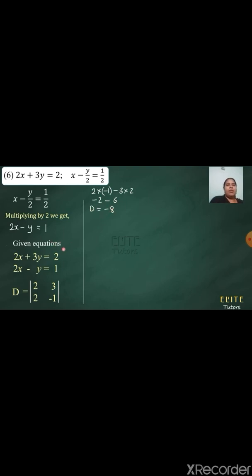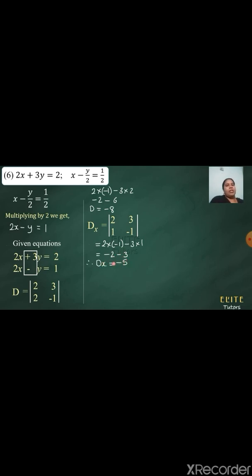Similarly, we will find out dx and dy. Let us start with dx. As you know, for dx, the x place should be occupied by the constants, that is 2 and 1. Whereas the y place will be the coefficient of y, that is 3 and minus 1. Similarly, find out dx now. 2 into minus 1, put it in a bracket properly, minus 3 into 1. 2 into minus 1 is minus 2, minus 3, which is nothing but minus 5. Therefore, dx is equal to minus 5.